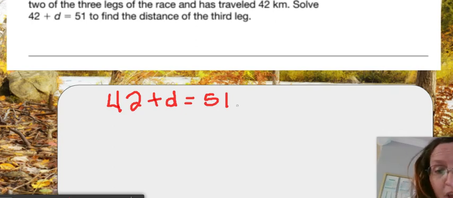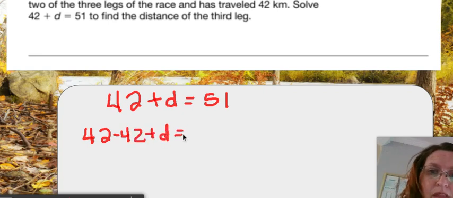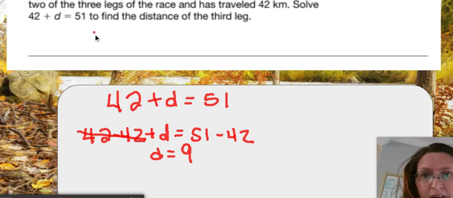How do I get the variable isolated? Well, the first thing I need to do, what's my variable? My variable is d. What are they doing to d? They're adding 42. So how do I do the opposite? I have to subtract it. So I'm going to do 42 minus 42 plus d equals 51 minus 42. 42 minus 42 cancels itself out, and I'm left with d on this side. 51 minus 42 would give me 9 right here. So my answer here is d equals 9.